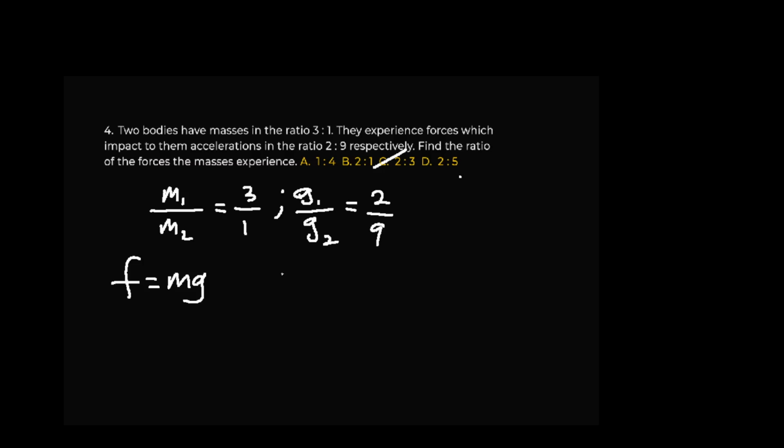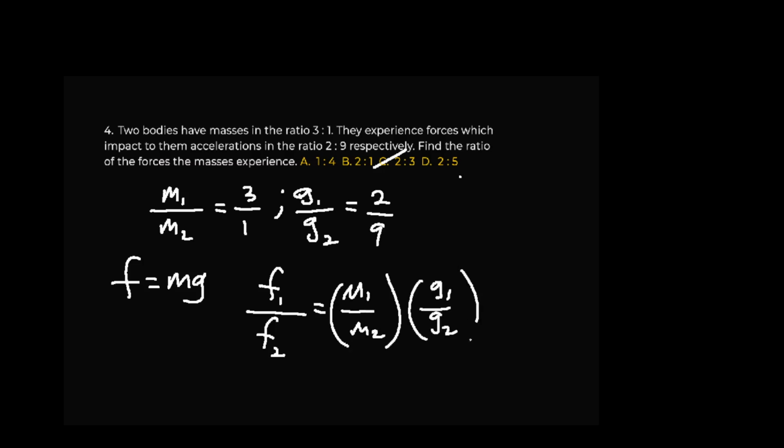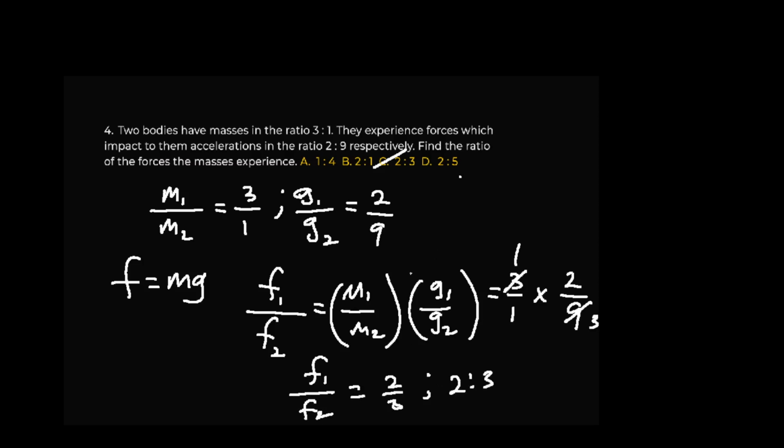Yes, sir. Okay. So that means that the force experienced by F1 and the force experienced by F2 is going to be the product of their masses, M1 over M2 multiplied by G1 over G2. And this will give us 3/1 multiplied by 2/9. So the 3 here is going to be what? 3. So you have that F1 over F2 is equal to 2/3, which is the same thing as saying 2:3. You understand that now? Yes, sir.